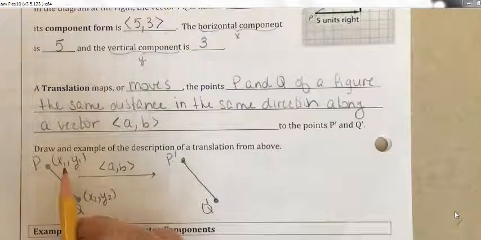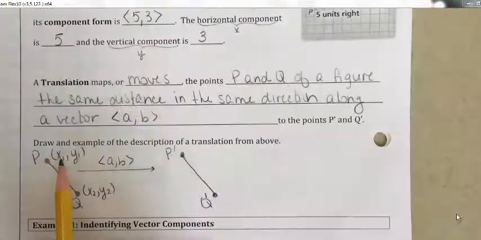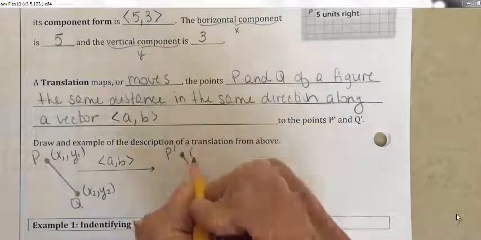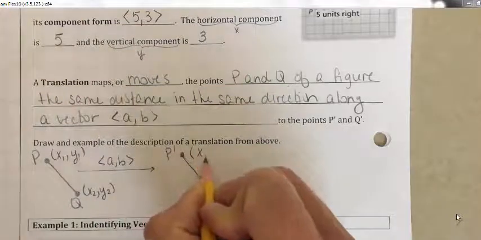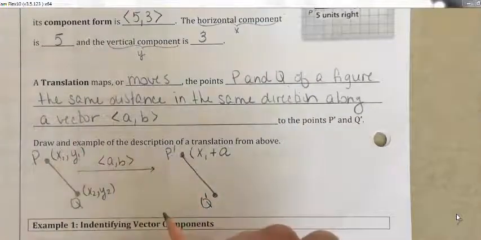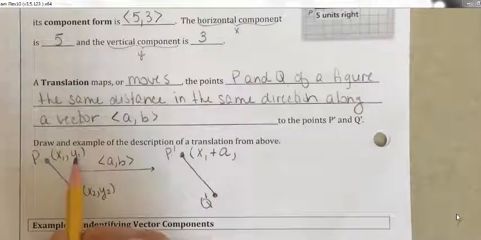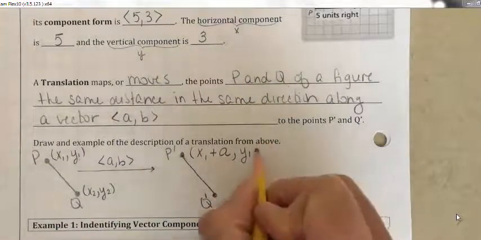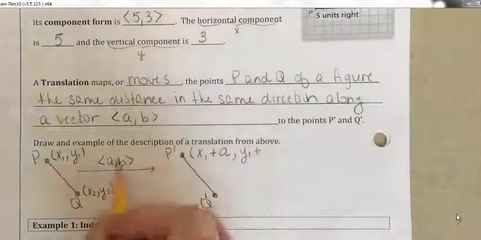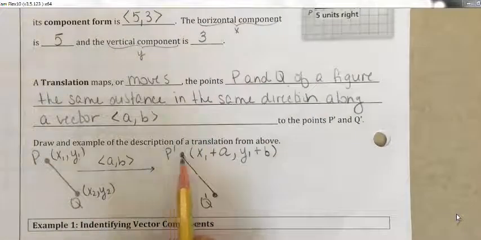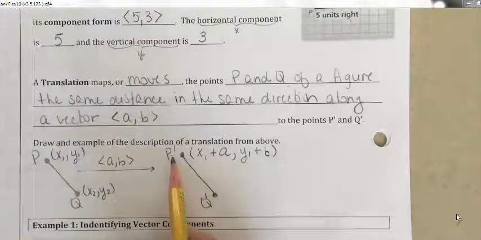Now, the points change. We've taken x1 and we've moved horizontally a units. So for P prime, your x coordinate is going to be whatever x1 was plus however far horizontally you've moved. And the same is going to be true for your y coordinate. You're going to take that y coordinate from your pre-image and add your vertical component to it, however far up or down you've moved. So that's how you get the new coordinates for the image.